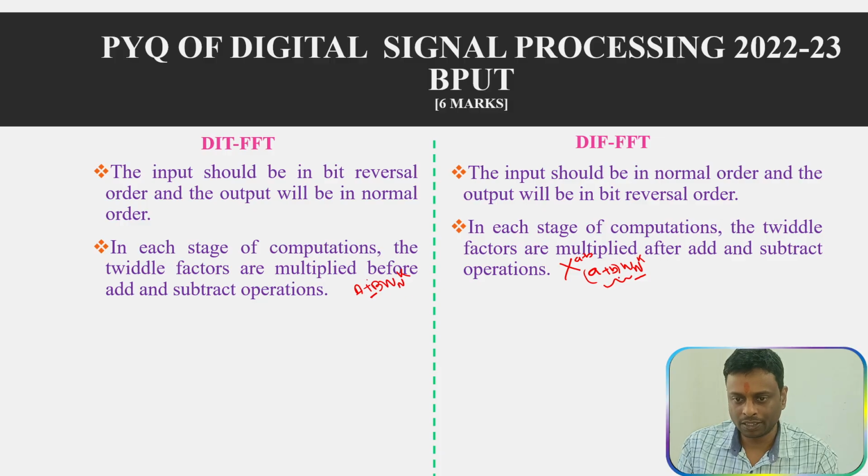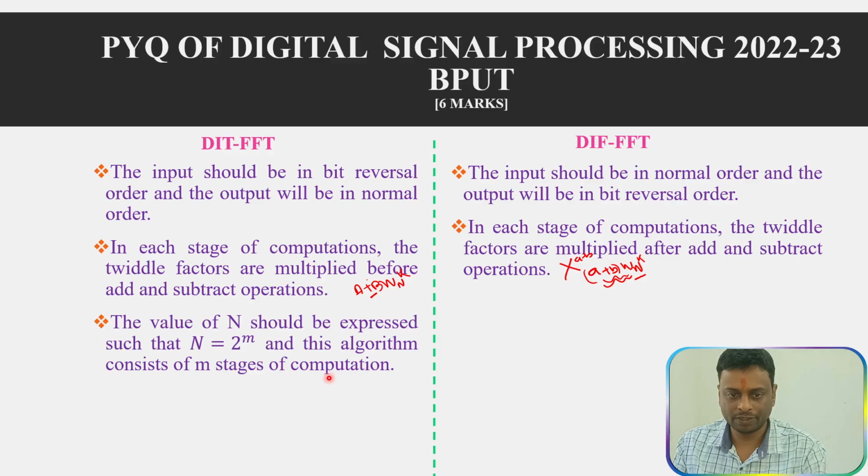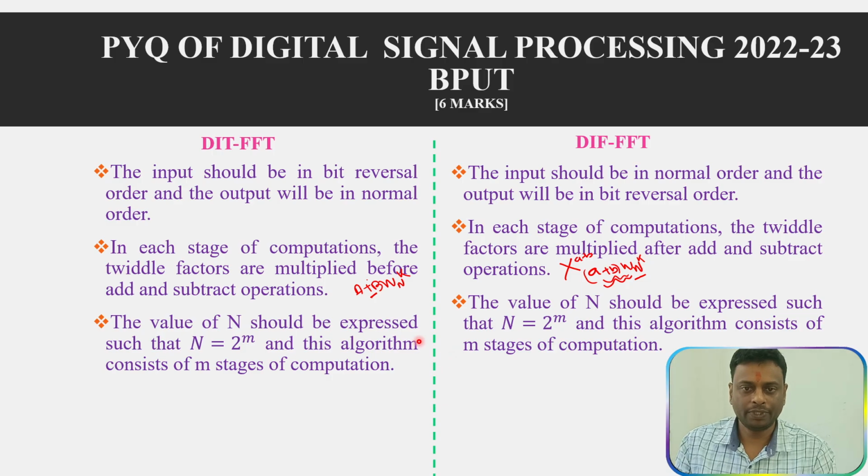In this case, the multiplication is done after the add and subtract operations. Next, the value of n should be expressed as n equal to 2 to the power of m. The algorithm consists of m stages of computation. This is also the same. So these are the differences between the DIT and DIF FFT algorithms.